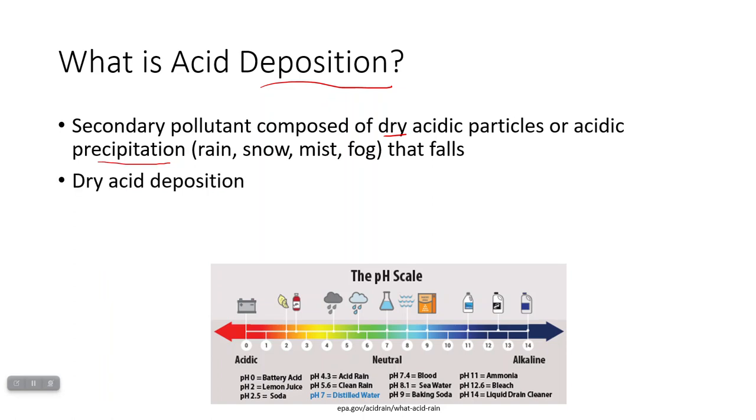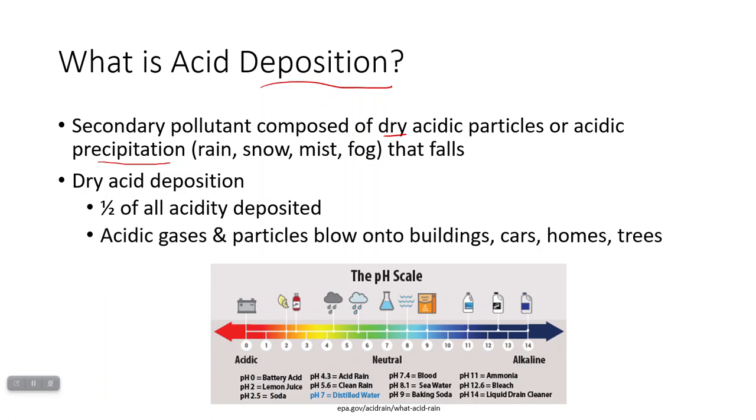So, dry acid deposition, which is just the chemicals being deposited on surfaces, is about a half of all of the acidic compounds that are deposited from the atmosphere. So, these particles and gases can blow on to various structures and cause the same effects as acid precipitation does.